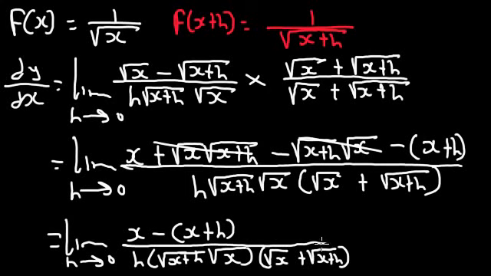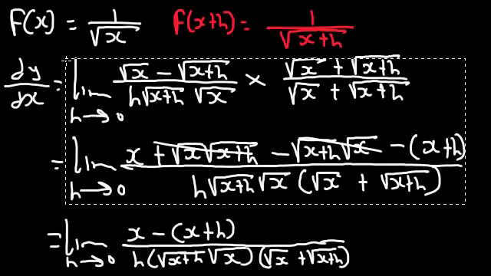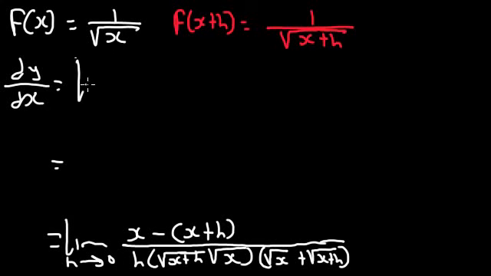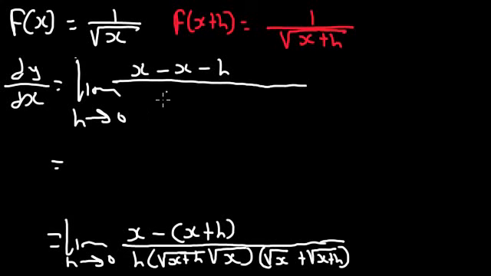Okay, perfect. Now simplifying forward, we now have dy/dx to be equal to the limit as h approaches 0 of, excuse me, let's expand the bracket. We now have x minus x minus h, negative taken out, and everything entirely divided by h, with root of x plus h, root x, then multiply by root of x plus root of x plus h.